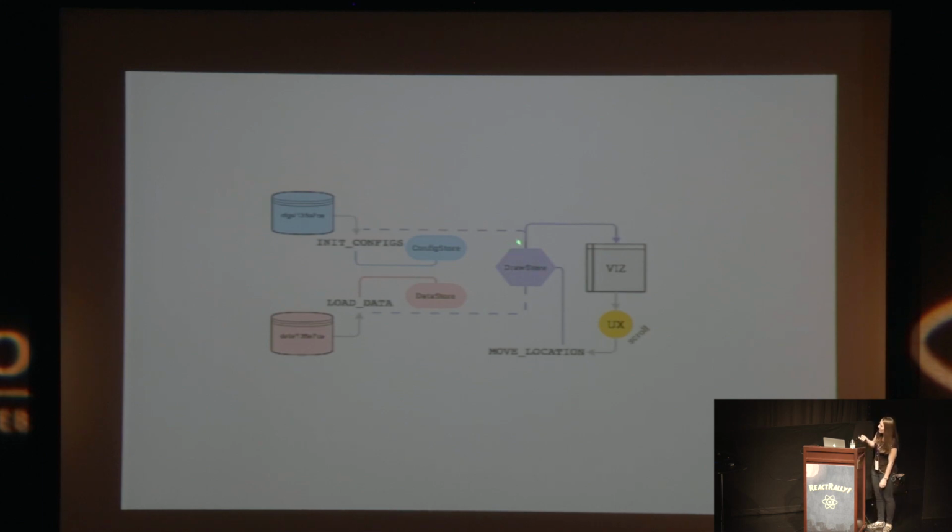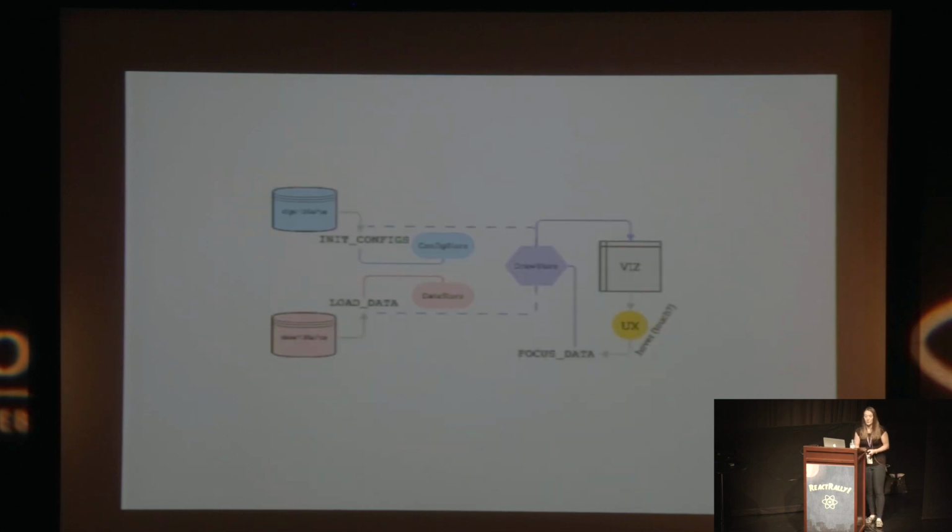So the dotted line from the draw store over to the init configs and also the load data, that's how I'm trying to represent the fact that the draw store is going to wait for the other two stores to respond to those actions before it responds to them itself. And then when the user interacts, the draw store is the source of all the state for rendering the visualization, and the user interacts by scrolling along the time dimension and firing off move location events. And then these are dispatched and only the draw store is reacting to them.